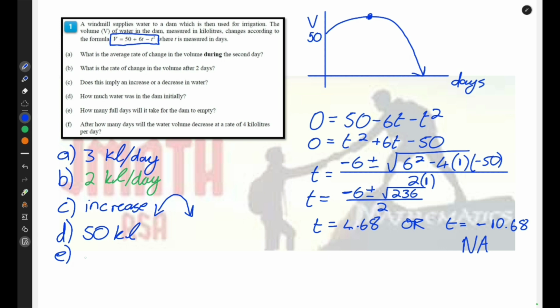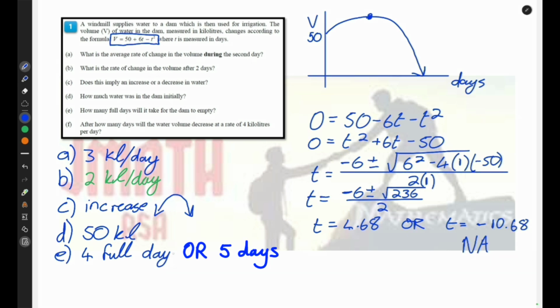That one is not applicable because time can't go negative, and therefore I can answer the question, how many full days will it take to empty the dam? 4 full days. Okay, so always just watch out. I know it's 4.6 and that's closer to 5 days, but there wasn't enough water for 5 days. So 4 full days. Please be very careful with a question like E.